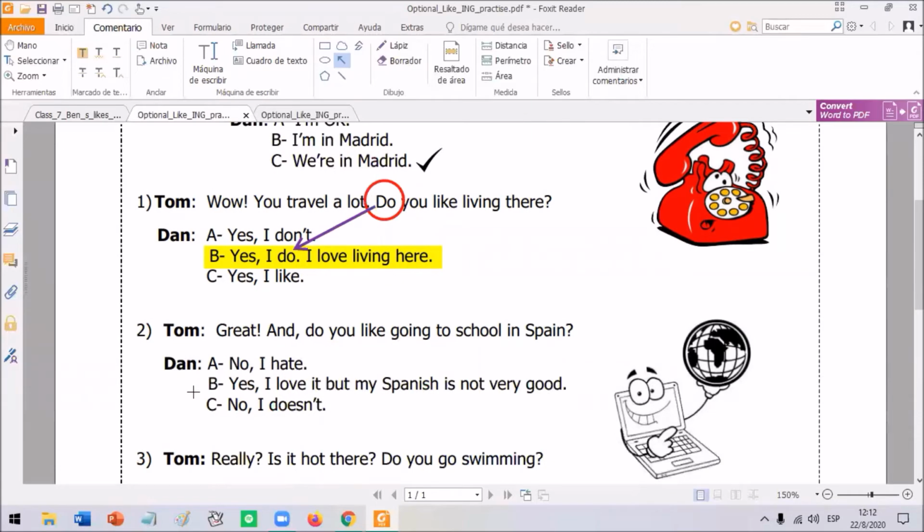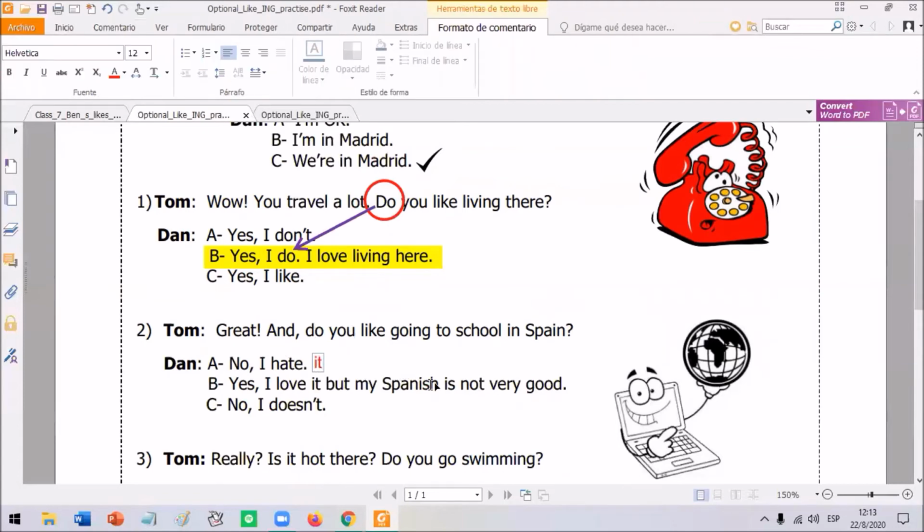No, I hate. Yes, I love it, but my Spanish is not very good. No, I doesn't. Ok, now, what is the correct option? Can you write it on the chat? Do you like going to school in Spain? Vamos por partes. No, I hate. Lo mismo que decíamos antes. No puede ser. En todo caso, tendría que decir no, I don't. ¿Ok? Y si usa hate, tendría que decir no, I hate it. Le faltaría esa palabra. Entonces, no es correcta.